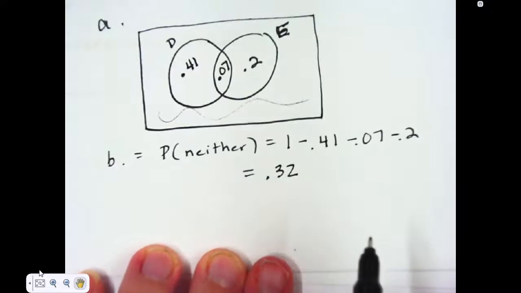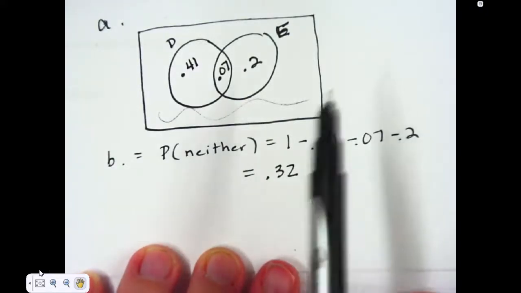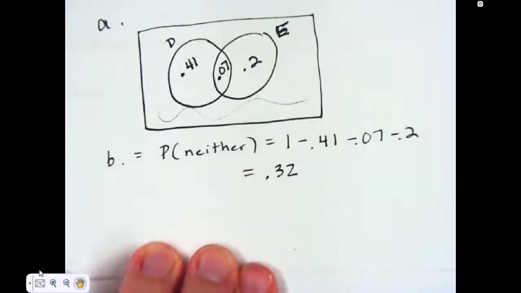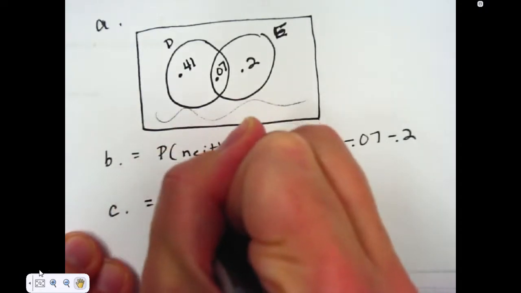And then for C, it says, what is the probability that a randomly selected sample page had data display but no equation. And again, I've already figured that out. So C would be 0.41.